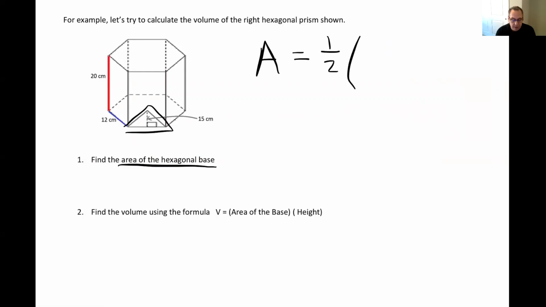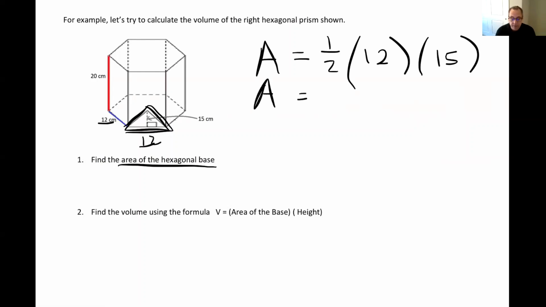1/2 times the base of this triangle, which is 12, since all of the sides of this hexagon are 12, times the height of this triangle, which is being pointed to by this little arrow, which is 15. That's the area of this one triangle. So, little mental math, really fast. Half of 12 is 6, times 15 is 90. That's the area of that one little triangle piece.